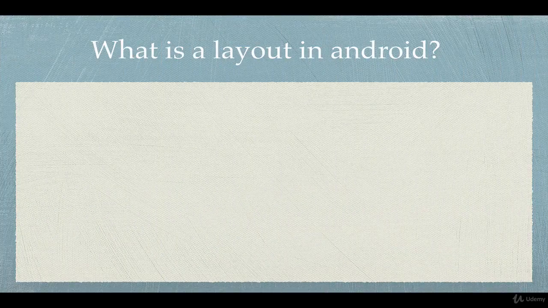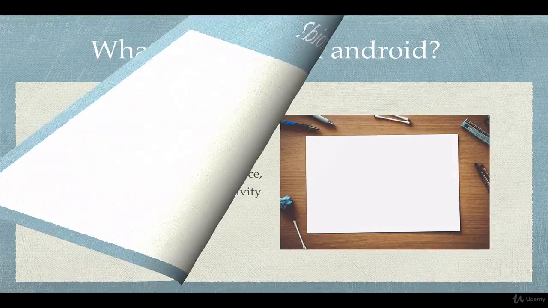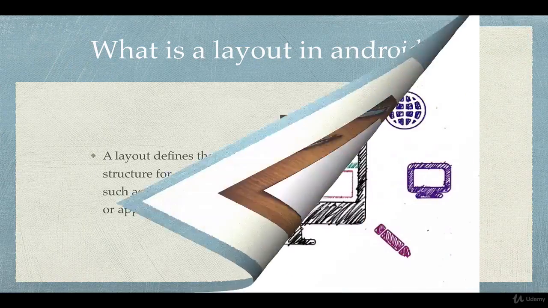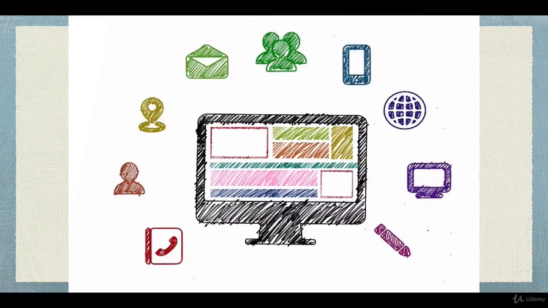So what is a layout in Android? A layout defines the visual structure for a user interface, such as the UI for an activity or app widget. So we have different kinds of layouts. Now I am going to explain to you each of them one by one.